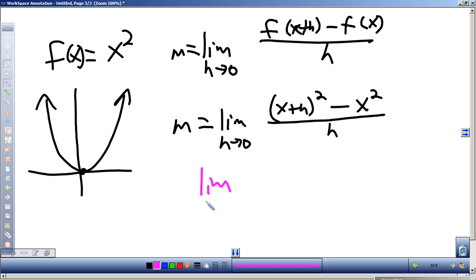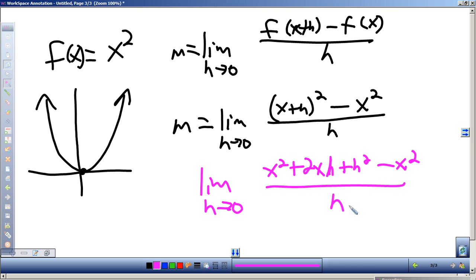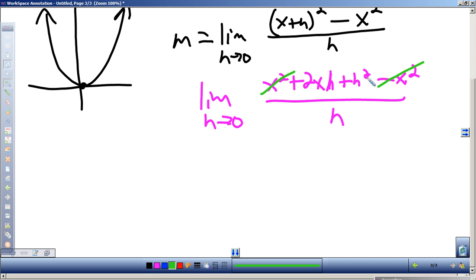So we're going to do the limit as h goes to 0. x plus h squared gives us x squared plus 2xh plus h squared, minus x squared, all over h. Same things get canceled. So x squared minus x squared. And notice we've got an h, an h, and an h. So cancel, cancel, and cancel with one of them. So we're at the limit as h goes to 0 of 2x plus h.